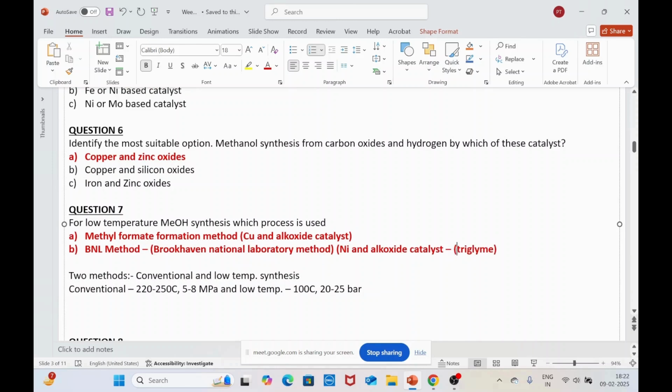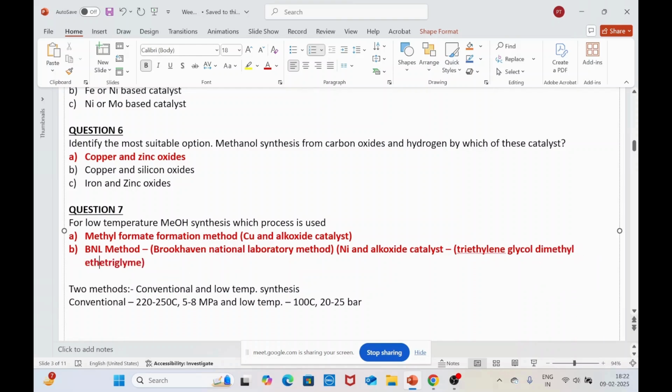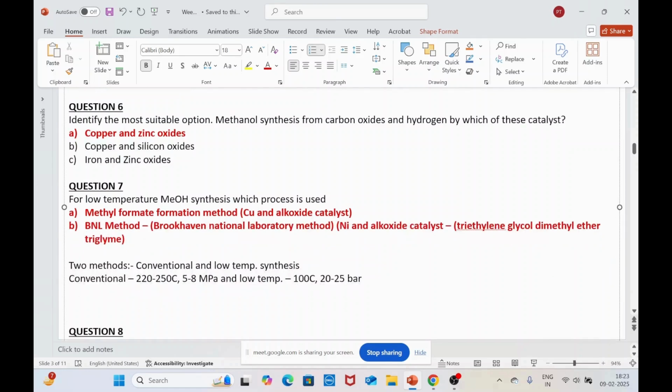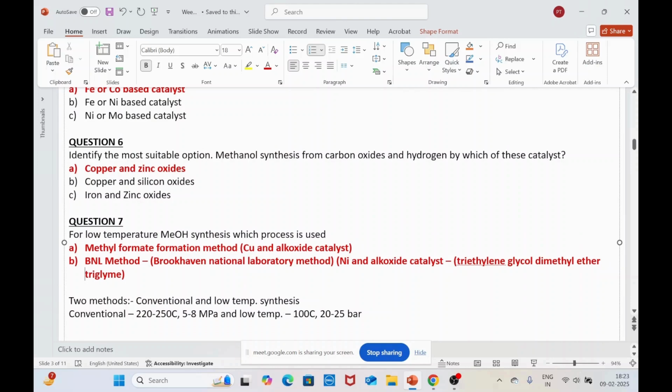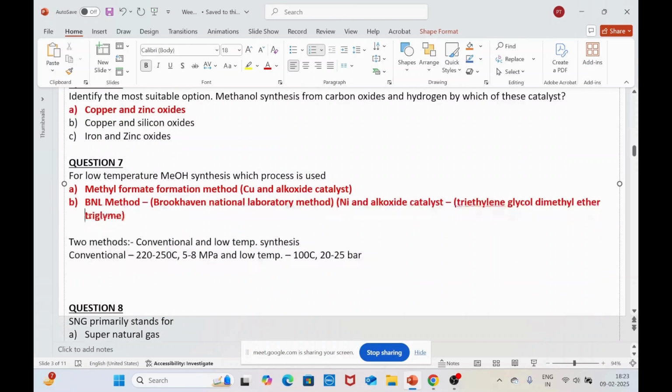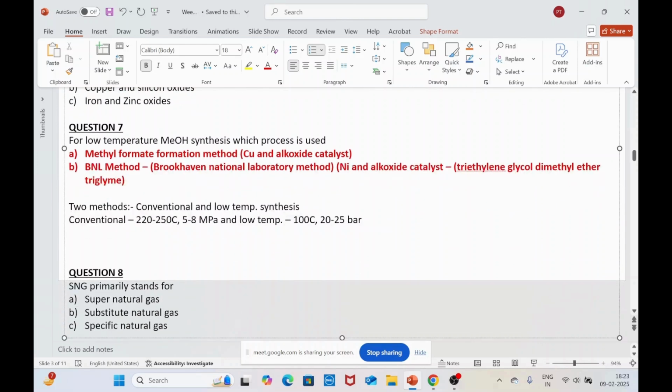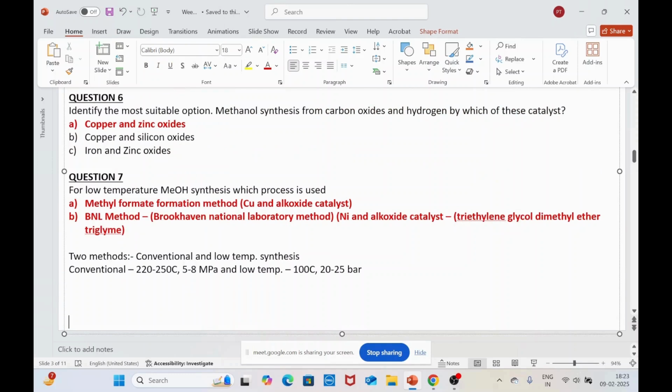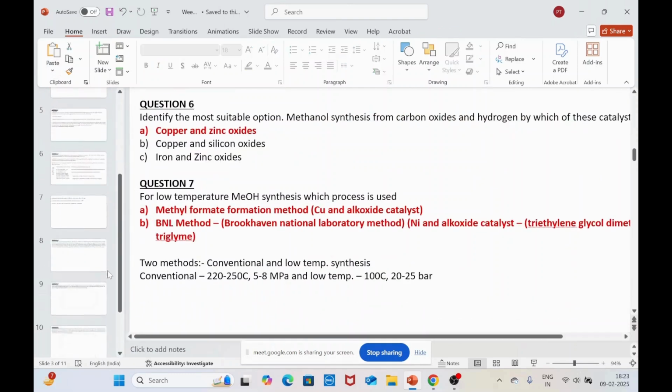So let me write the full: triethylene glycol dimethyl ether. Okay. So this is question number 7. I hope there is not much doubt or any kind of questions related to this. So I'm going to question number 8. Let me take it to another page.